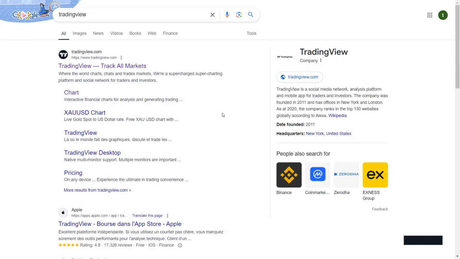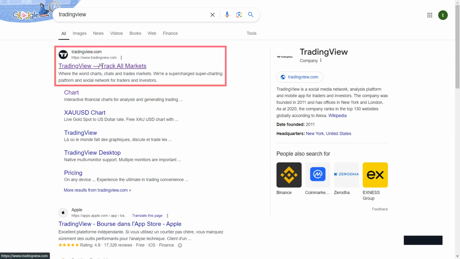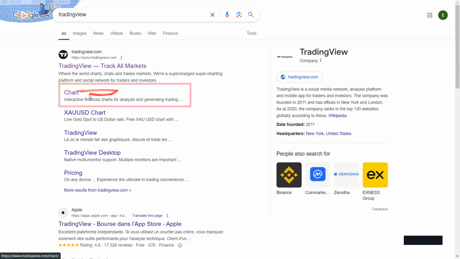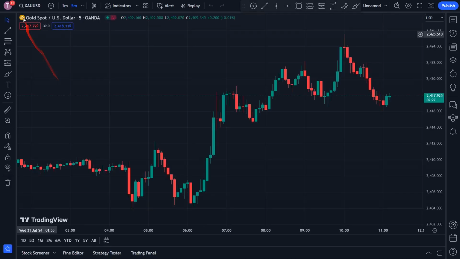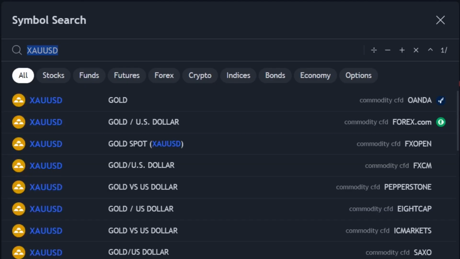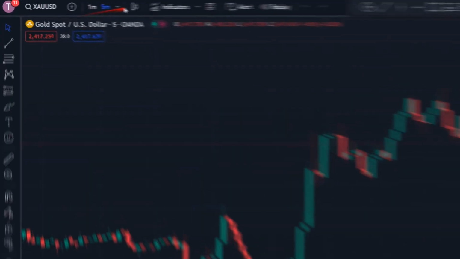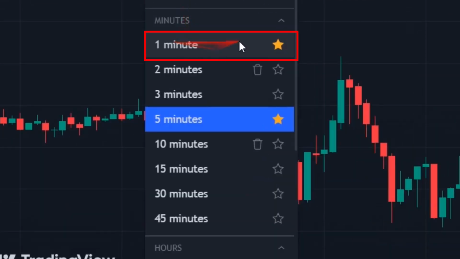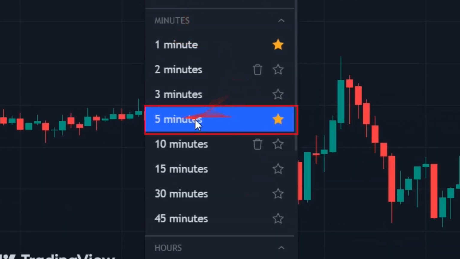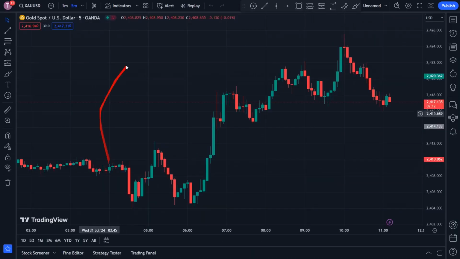As always, you need to log into the TradingView website and select the chart section. Then go to the symbol section and choose your symbol. Since this is a scalping strategy, I recommend selecting one of the 1 minute, 5 minute or 15 minute time frames. I leave the choice of time frame up to you.